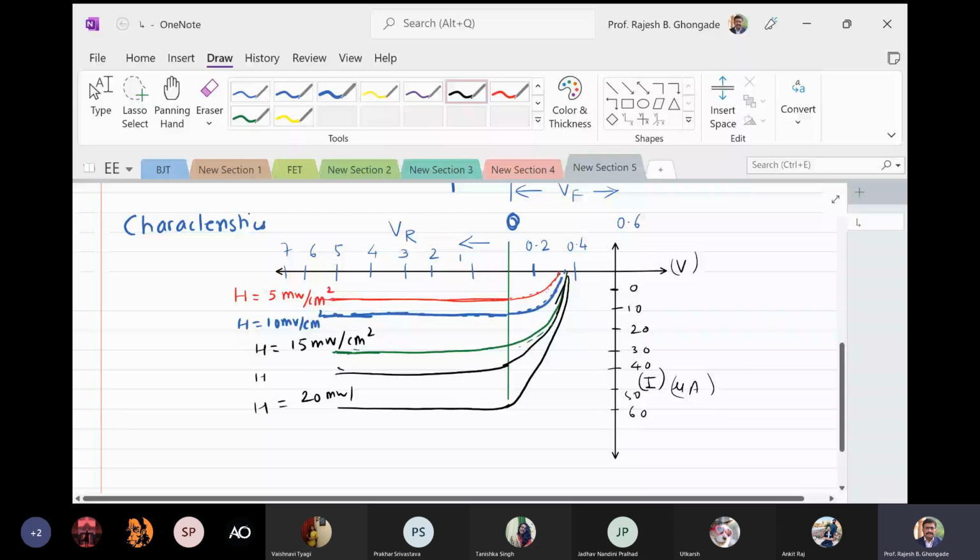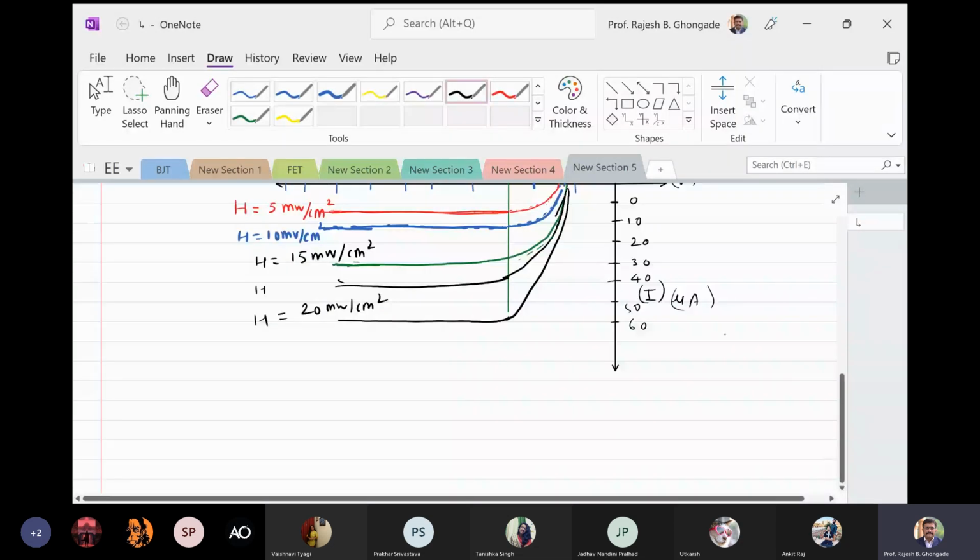So what you see here is that as you go on increasing the illumination, the current basically increases. Of course, the current is very very small, but there is a substantial increase relatively. Earlier it was 10 microamperes, and let us say for here 20, it has become 60 microamperes, and so on and so on. So you have this kind of characteristics. Okay, have you understood this? Yes, sir.